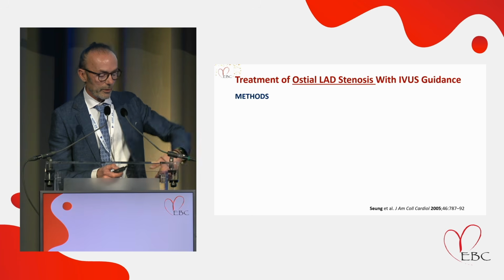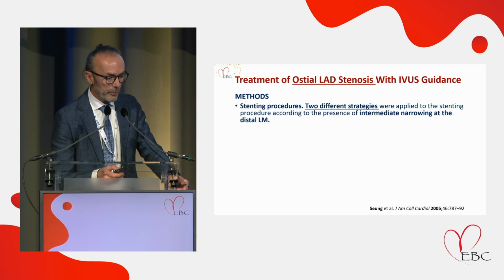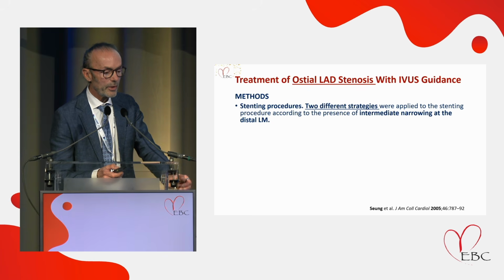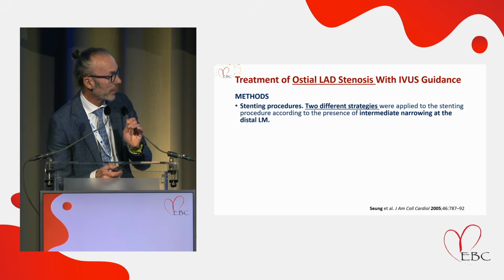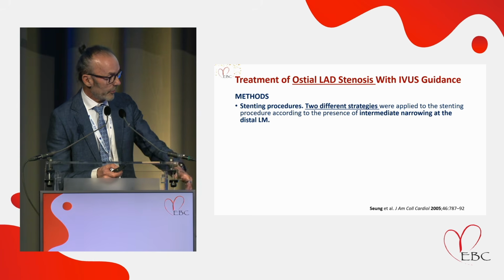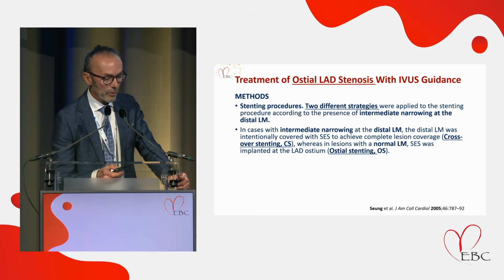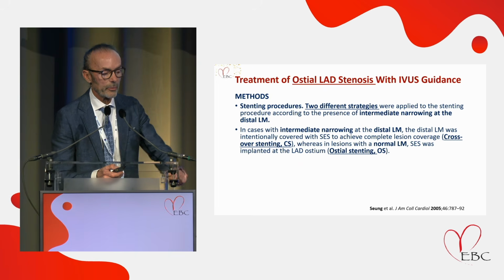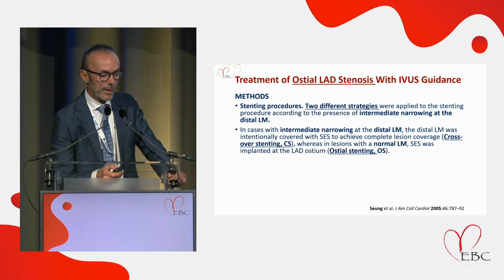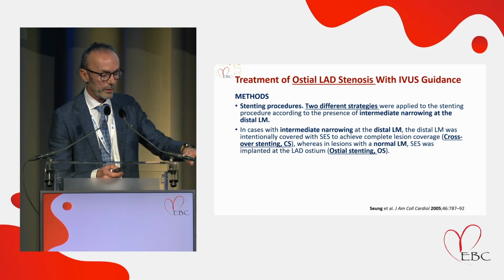In the methods, if you read the paper, it's written stenting procedure. Two different strategies were applied to the stenting procedure according to the presence of intermediate narrowing at the distal left main. If you read the paper, in case of intermediate narrowing, the distal left main was intentionally covered with the sirolimus stent, the crossover stenting group.